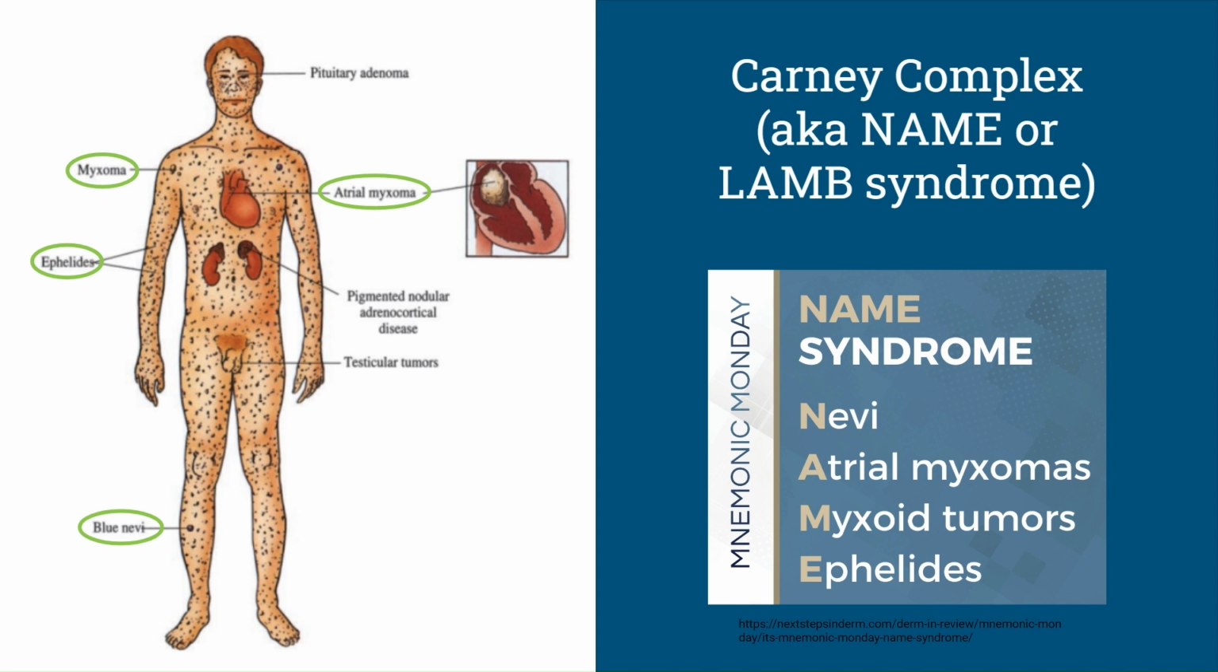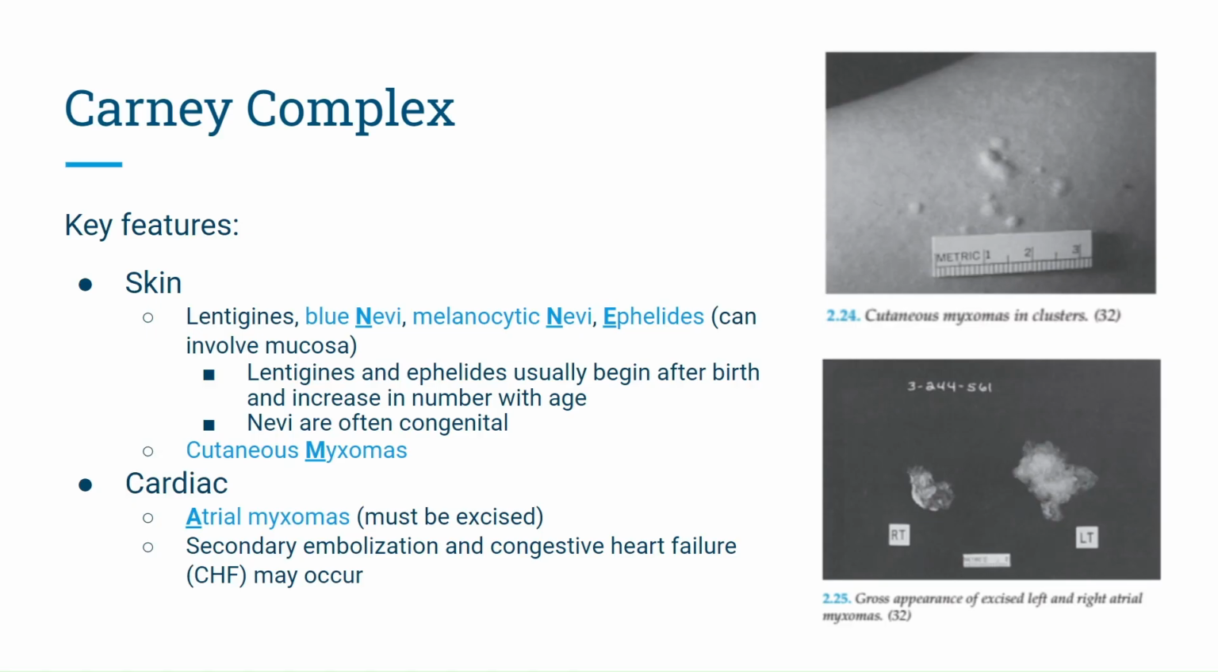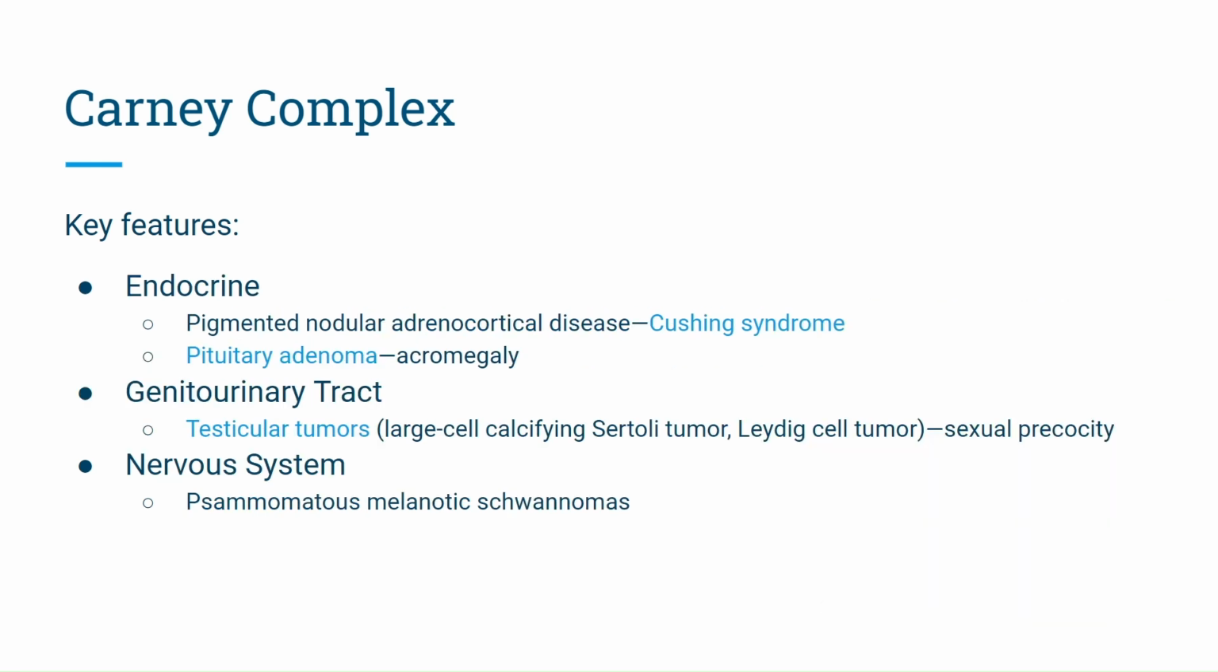For example, NAME syndrome here: nevi, atrial myxoid tumors, and ephelides. So some things that you might see that coincide with either NAME or LAMB: blue nevi, melanocytic nevi, ephelides, cutaneous myxomas, atrial myxomas. You can also see, depending on organs affected, Cushing syndrome, pituitary adenomas, testicular tumors, or actual sexual precocity.